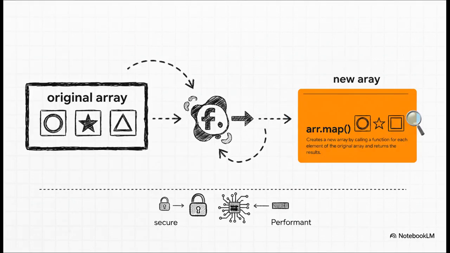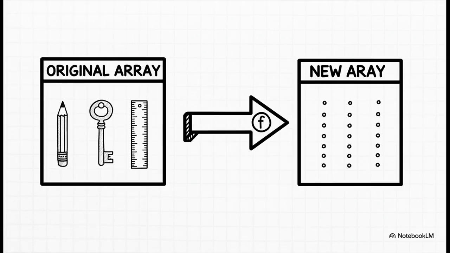So let's start with map. Its job is actually pretty simple, but incredibly powerful. It goes through an array, does something to every single element, and then hands you back a brand new array with all the transformed results. And the really important part, it leaves your original array completely alone. No side effects.